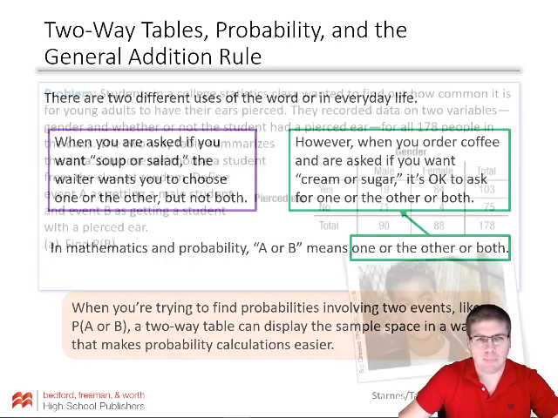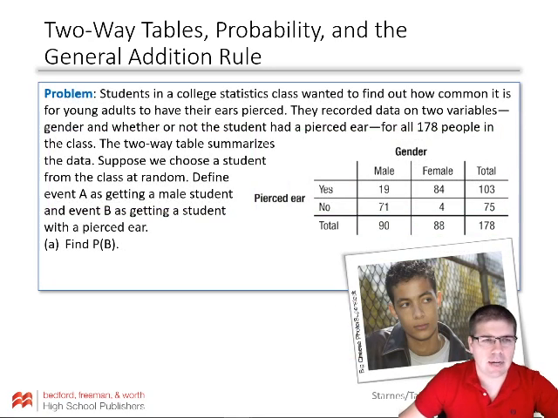So let's look at an example problem here. Students in a college statistics class wanted to find out how common it is for young adults to have their ears pierced. They recorded data on two variables, gender and whether or not the student had a pierced ear. For all 178 people in the class, the two-way table summarizes the data. Suppose we choose a student from the class at random. Define event A as getting a male student, and event B as getting a student with a pierced ear.